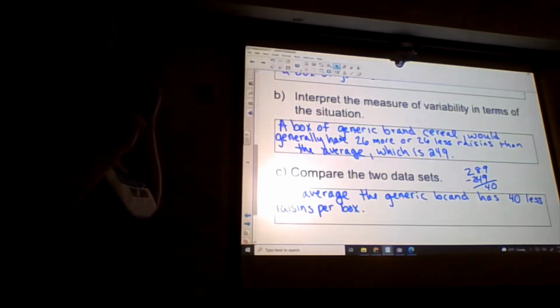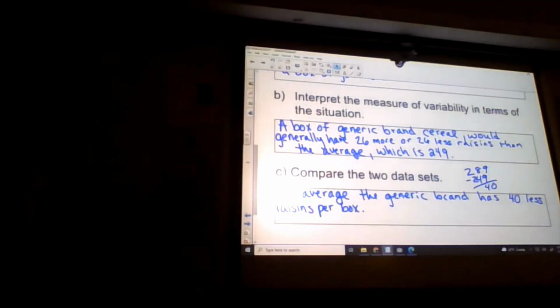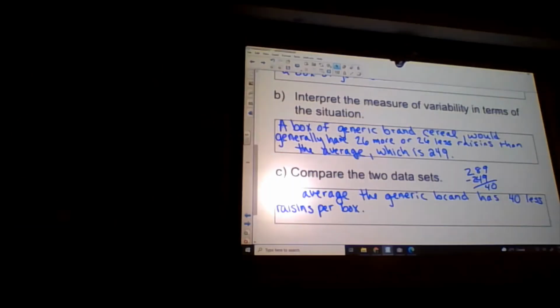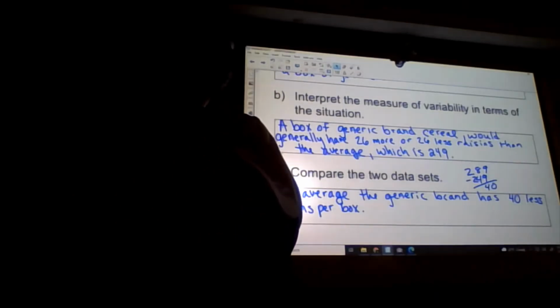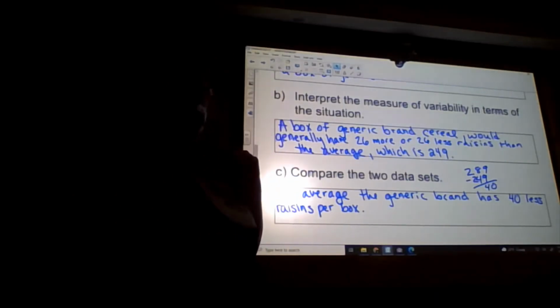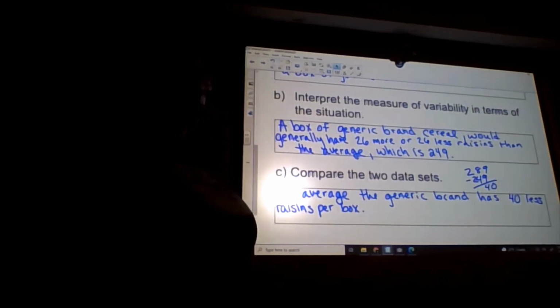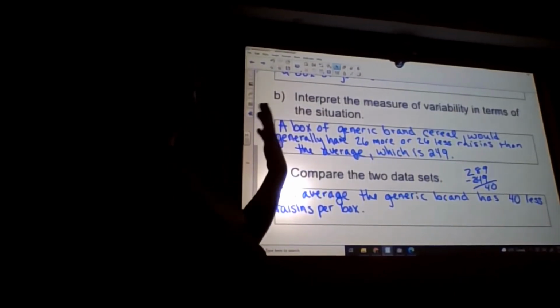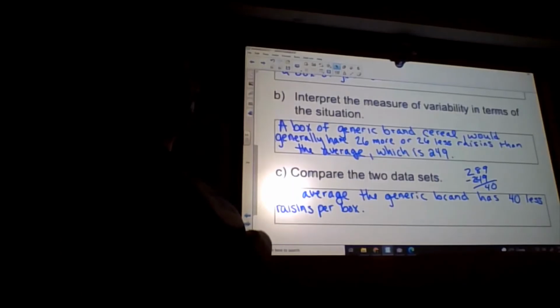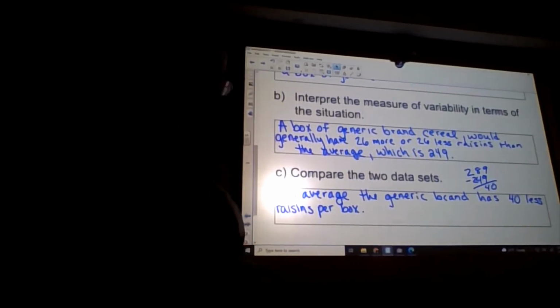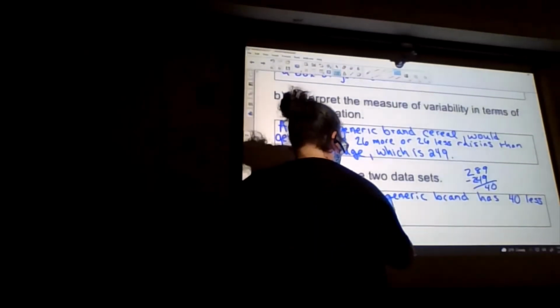And then you said something about the spread being different. So one of them was 26 and the other one was, yeah, it has more. So the generic brand has a larger standard deviation. So what does that mean about the consistency of their boxes? Yeah, it's less consistent than the name brand. So with the name brand, whatever box you get, you're more likely to have the same number of raisins in it, or at least close to the same number. This one's a little bit more variable. So you may get a box with a lot more or a lot less because they're not as consistent.